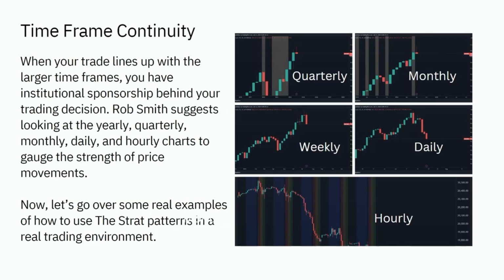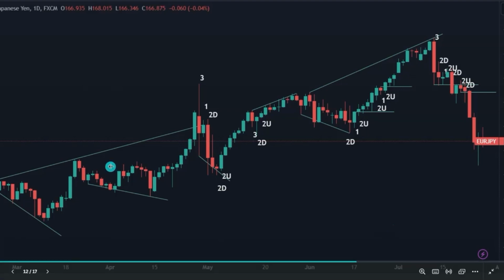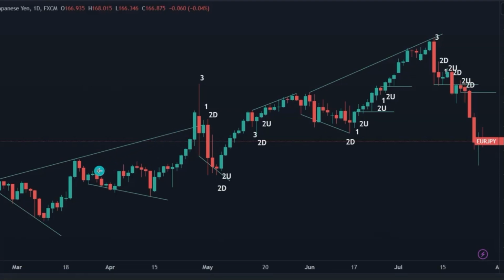Now let's go over some real examples of how to use the Strat patterns in a real trading environment. This is a daily chart of the Euro-Yen. We've drawn out some of the broadening formations to help you see how to draw them yourself. What we like to do is look for 3 swing highs or swing lows to connect our broadening formation, and that will give us our turning points. Of course, nothing is exact, but we found that this is usually the best tactic.